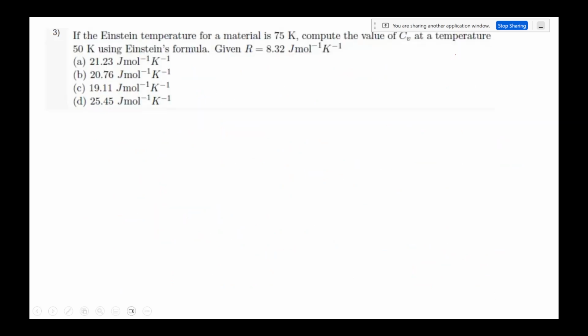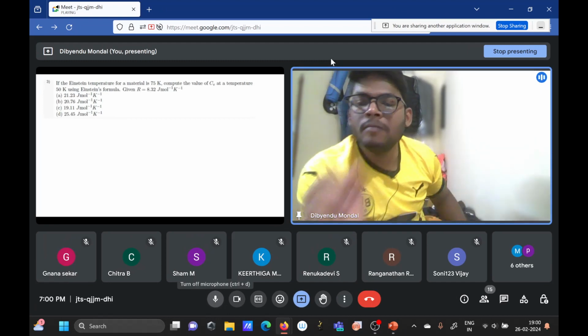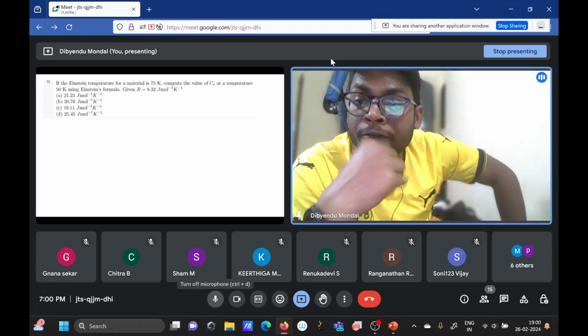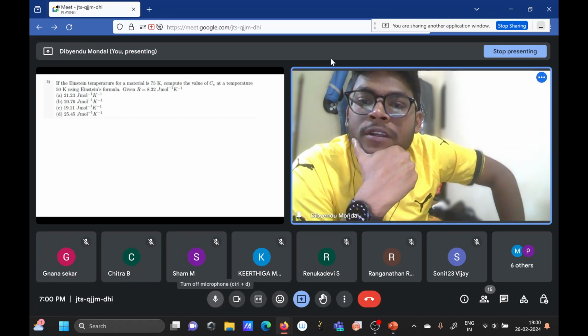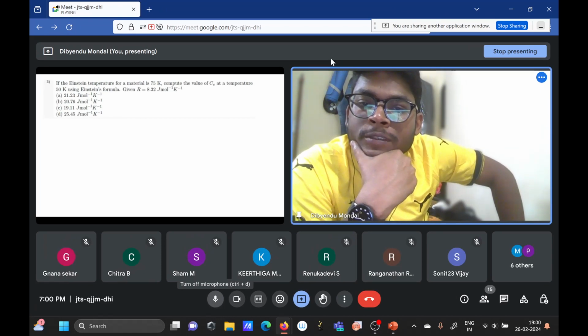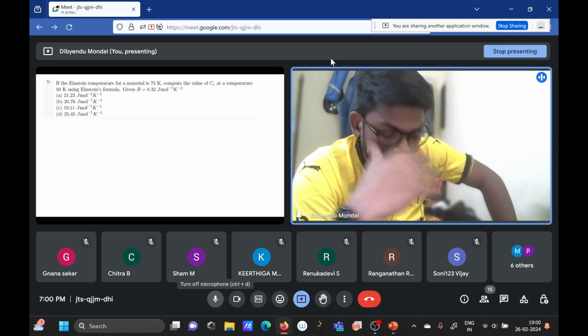Okay. So the next problem. The next problem says, if the Einstein temperature for a material is 75 Kelvin, compute the value of Cv at a temperature of 50 Kelvin using Einstein's formula, given R is equal to this value. So can you do this thing?